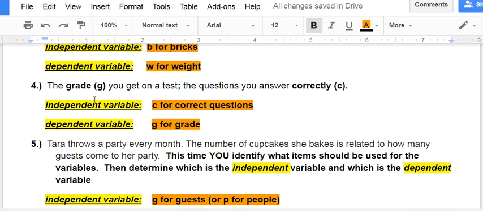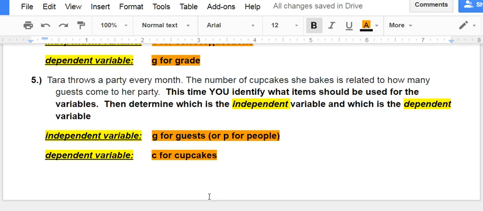All right, the next one. The grade G, the G is what you get on your test, and the questions that are answered correctly, we gave the variable of C. So C directly relates to your grades. Okay, you control getting the right answers. Based on all the right answers, you get a better grade. So you're controlling putting in the right answers, and your grade goes up or down depending on how many right answers you have.